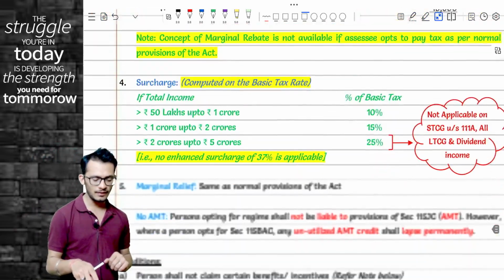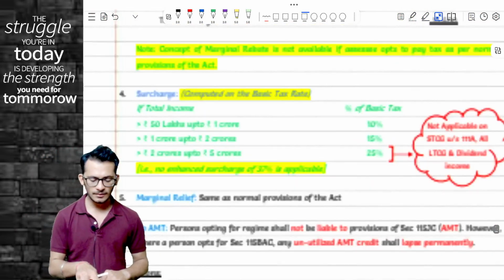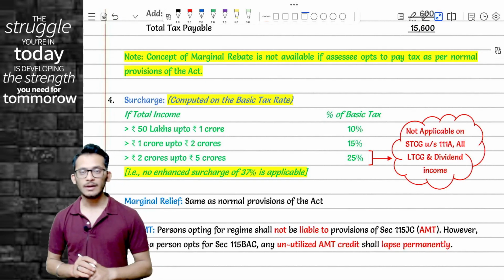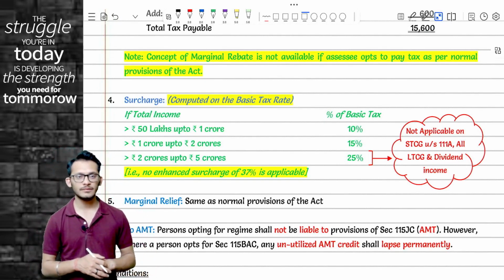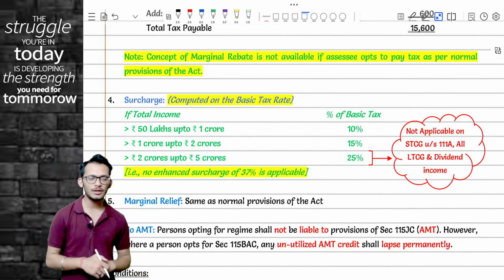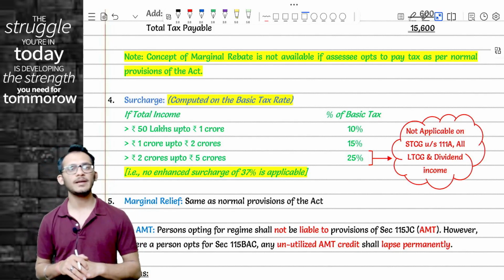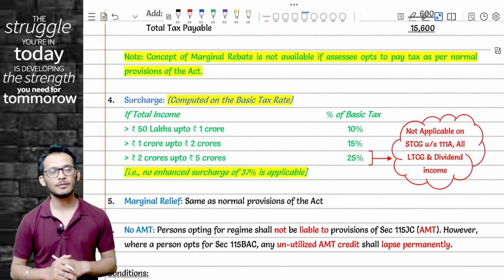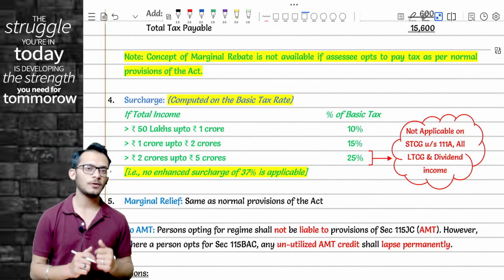The most important thing which you need to keep in mind is the concept of marginal rebate is not available if the assessee opts for tax as per normal provisions, which means if you are under alternate regime, you will not get this marginal rebate. You have to pay tax as it is. Yes or no? Yes. Proceeding forward.